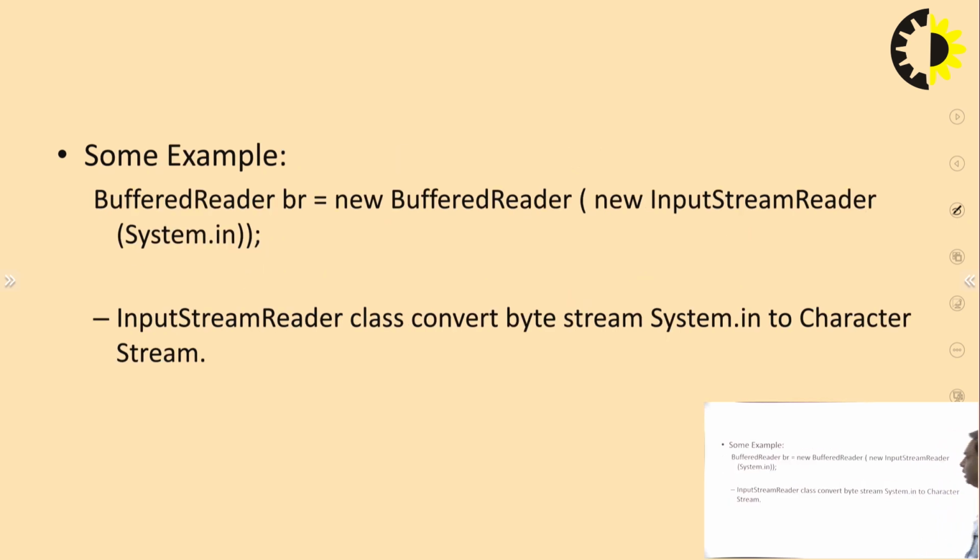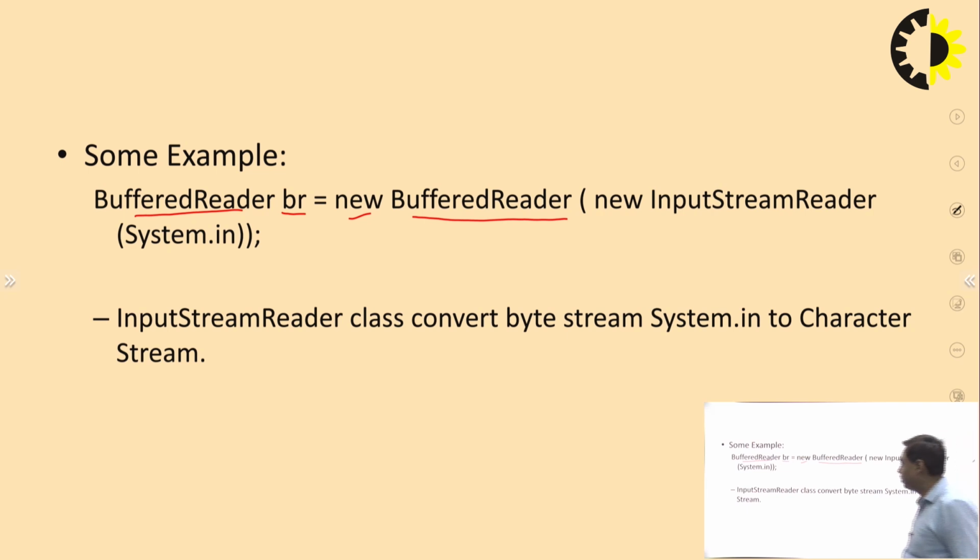Now, for example, BufferedReader is the character stream. We are going to create the object of this BufferedReader using the new keyword. Now, BufferedReader is the constructor. In this constructor, which is of character stream, I am going to wrap the byte stream object.